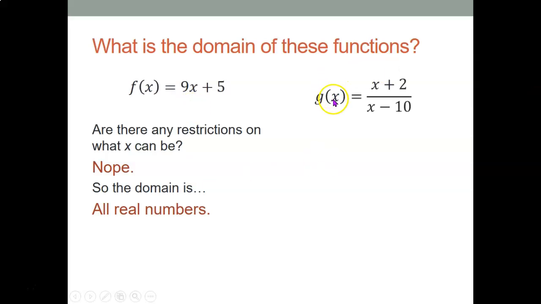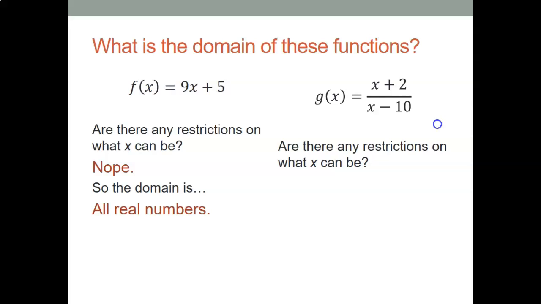Now what about this example? g of x equals x plus 2 divided by x minus 10. So here's a function where whatever number you give it, it takes that number and gives you that number plus 2 divided by that number minus 10. It'll try to do that to any number you give it. But are there some numbers that it won't work with? Are there any restrictions on what x can be?